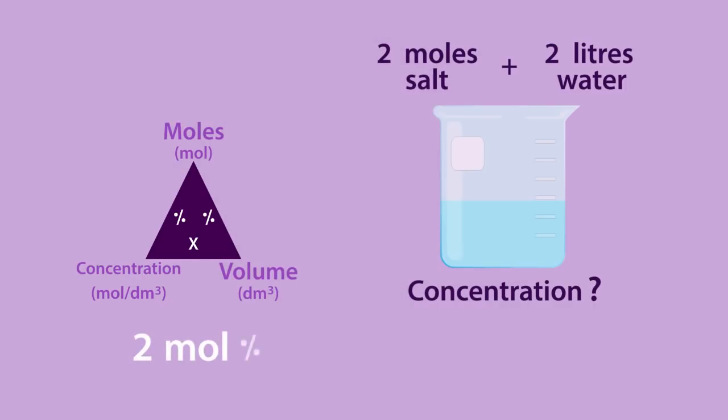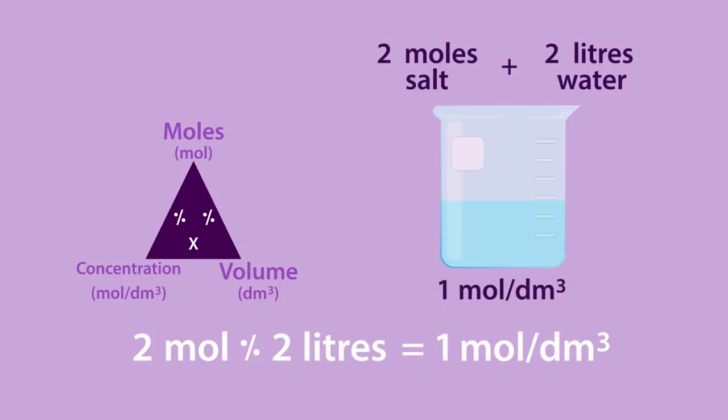2 moles divided by 2 litres is equal to 1 mole per decimetre cubed. Did you get it right? And did you include your units?